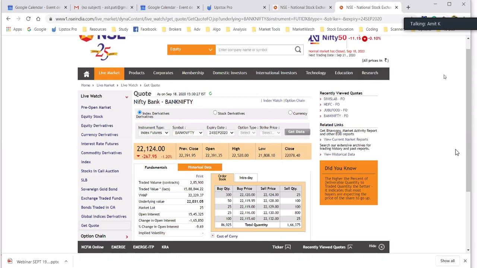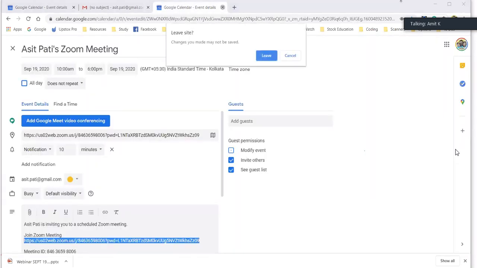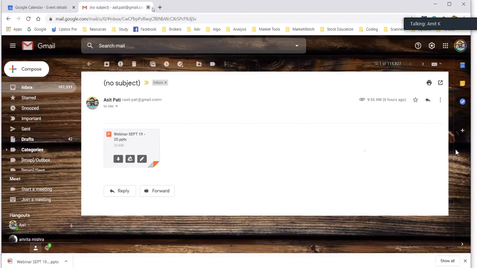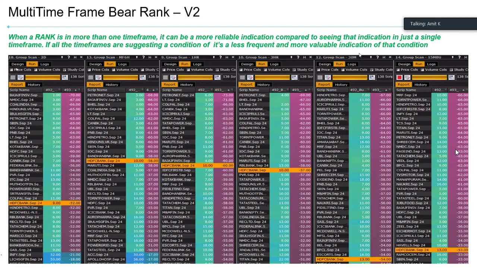Sorry, please go ahead, Amit. Asit, there were those big days that you mentioned, the 2.3 crore day and a few other days. By any chance, do you have a snapshot of the ranking system when you went into those positions with that kind of conviction? If I knew that it was going to be 2.3, definitely. I had no clue. It's just that it's a similar setup.